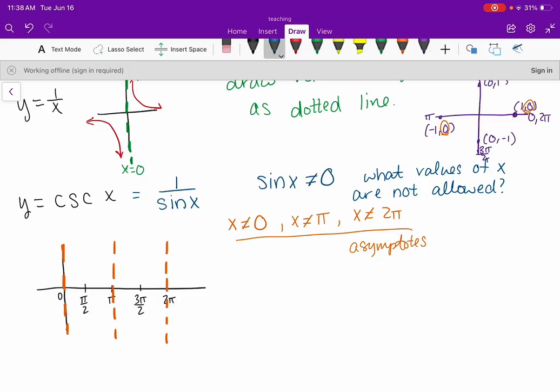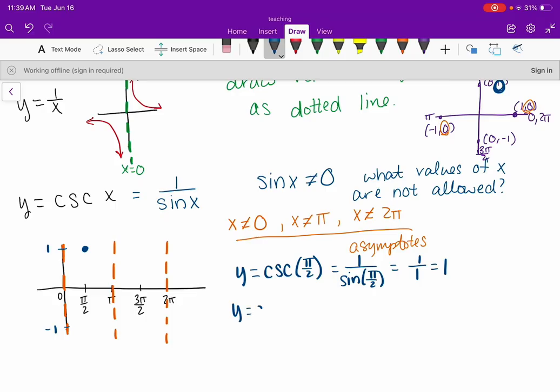Now let's see what happens at pi over 2 and 3 pi over 2. Y equals cosecant pi over 2 is the same as 1 over sine of pi over 2. Sine of pi over 2 is 1. I'm getting that from up here. So cosecant pi over 2 is also 1. So that would go up here at 1.